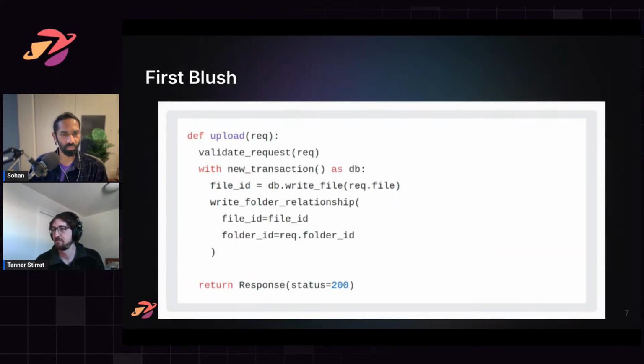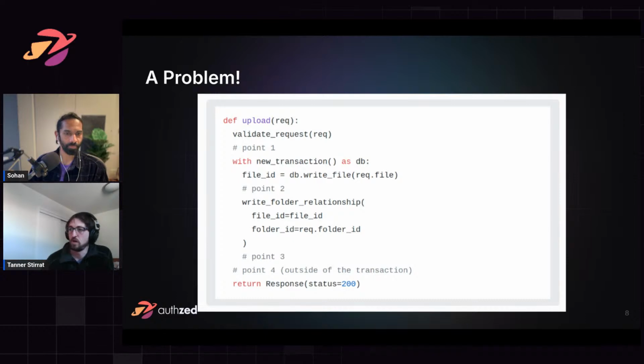So this is kind of our first iteration of that logic. We open a transaction, we write our file to the database, and then we write the folder relationship to SpiceDB. So we're writing a relationship between the file and the folder. And then we return a response. And this looks fine. This is simple. This is easy. But there's a problem here, and it's the dual write problem.